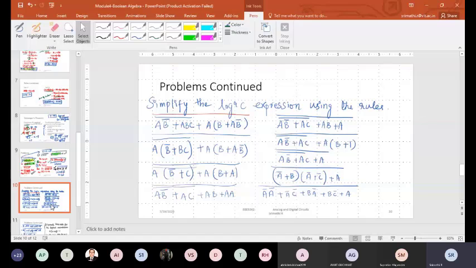This is the second problem. Take down the second problem, guys. Use the following logical expression. Simplify the following logical expression by using the rules.